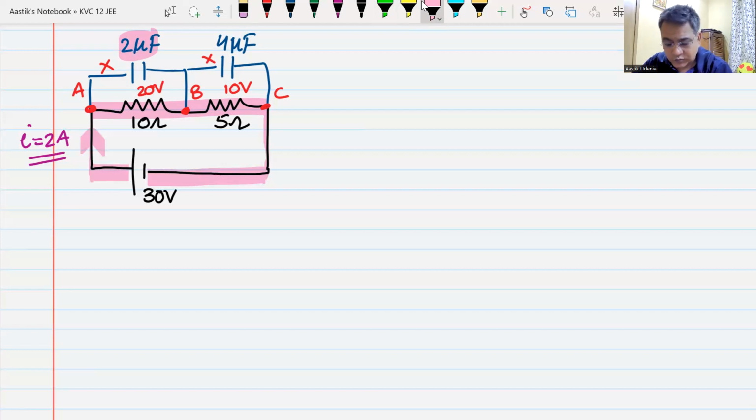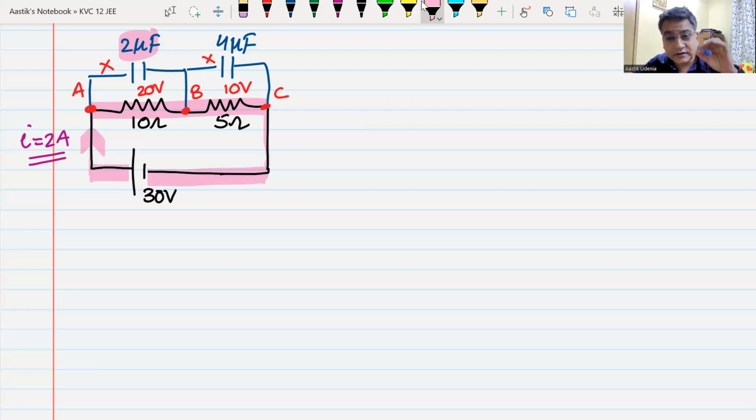How much will be the charge on this capacitor? Take a deep breath. You take the deepest breath possible in this universe. Now give me the answer. Take the deepest breath possible. What is the charge on this capacitor?